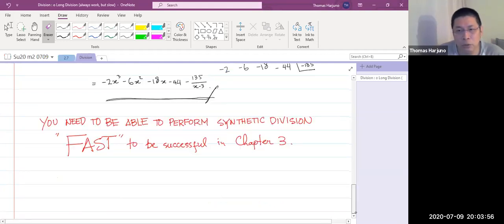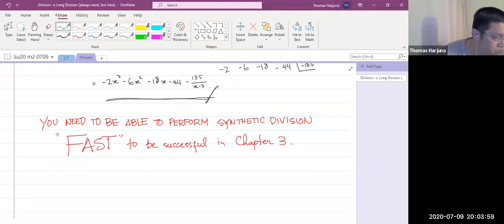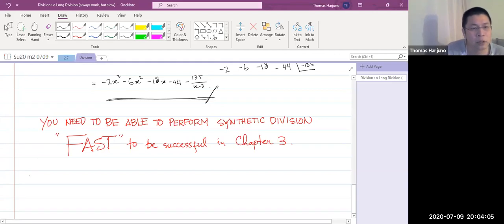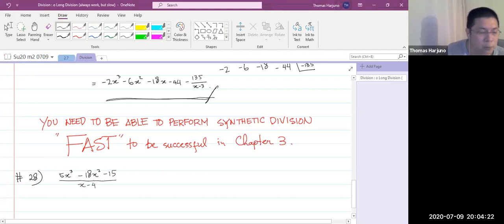Now let me ask you to do one problem, before your break. Let me ask you to do number 28. The question is 5x cubed minus 18x squared minus 15 divided by x minus 4. And then we come back at 115.